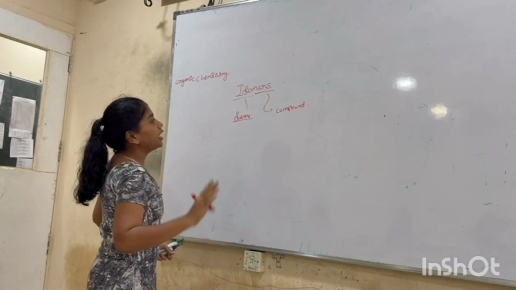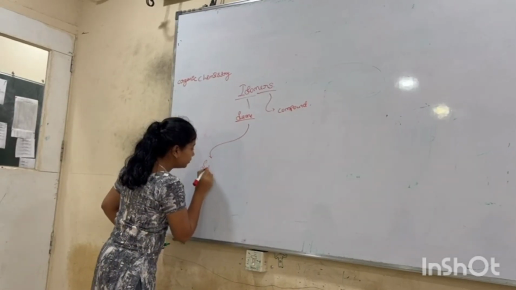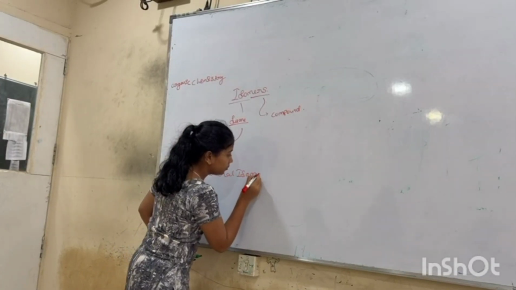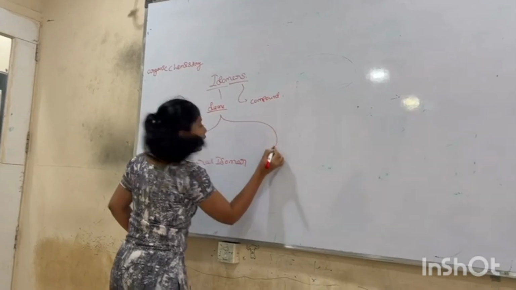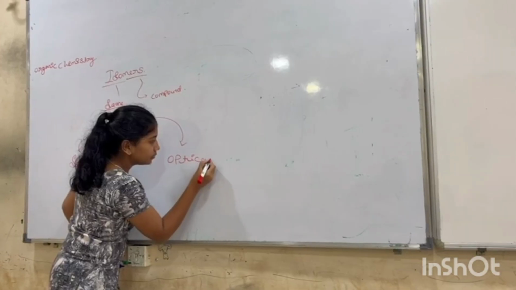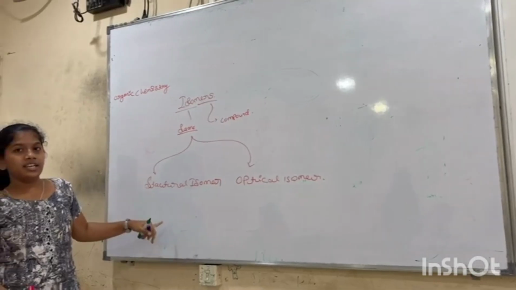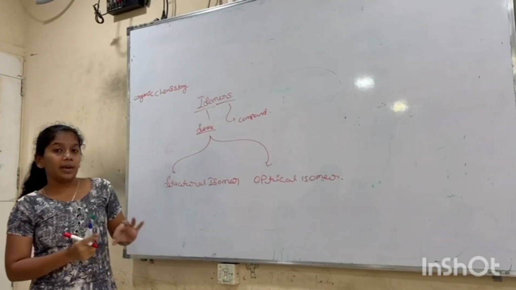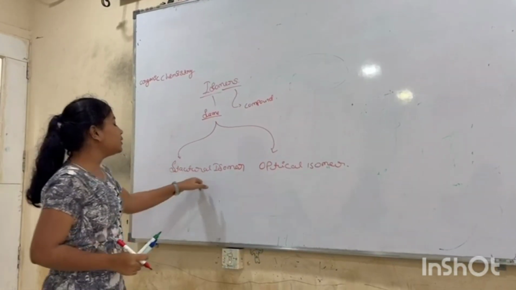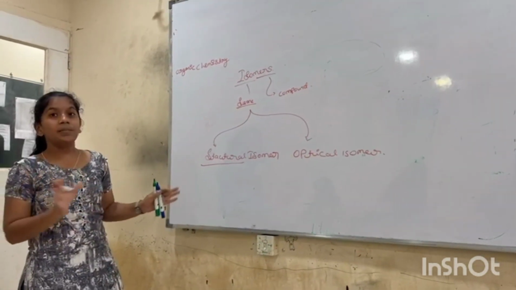In this isomer, there are two types. One is structural isomer. Another one is optical isomer. In this structural isomer, their physical and chemical properties are different, but their molecular formula is the same. In case of structural isomer, the structure is also different.